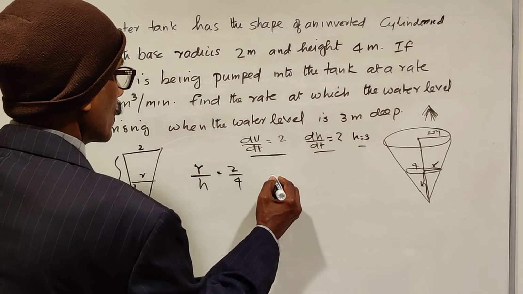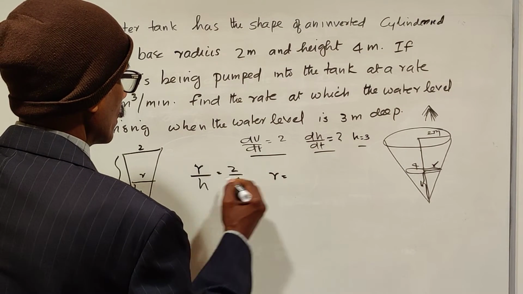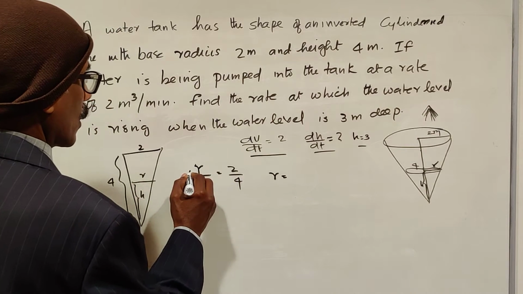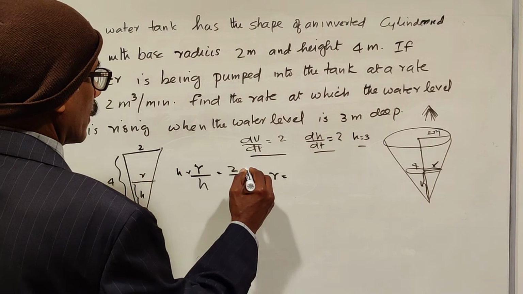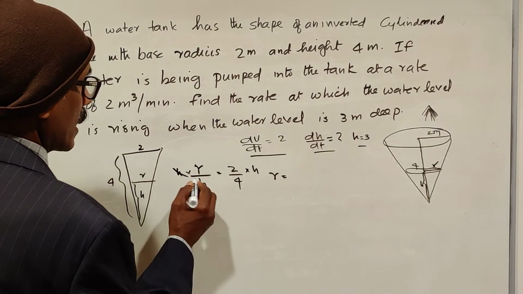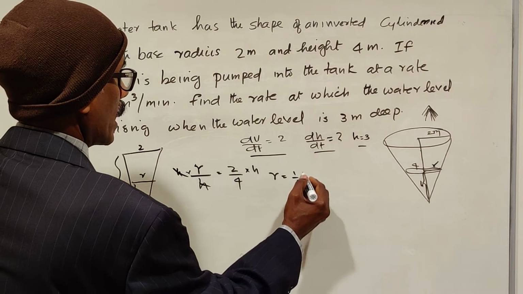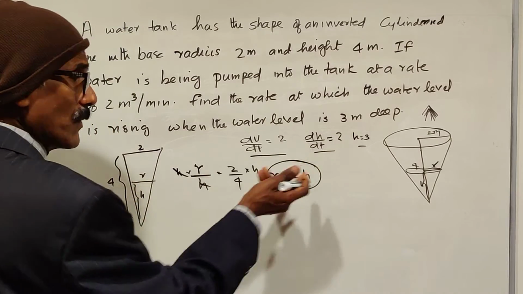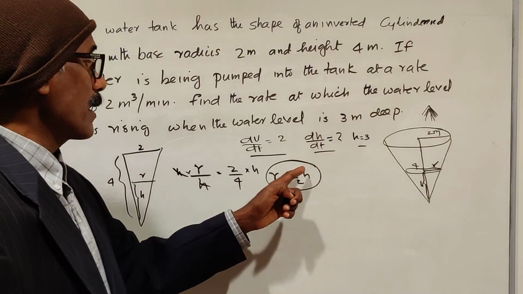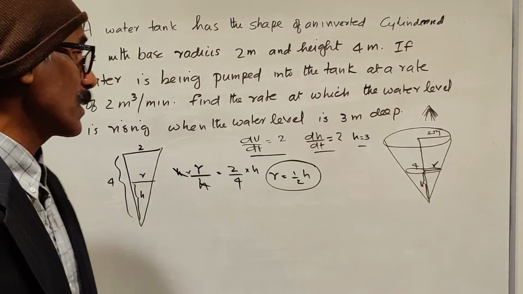That is R is equal to... So you are going to multiply with H on both sides. So H cancels. R is equal to 2 by 4, which is 1 by 2, times H. So we got a relation between R and H. R is equal to half H.